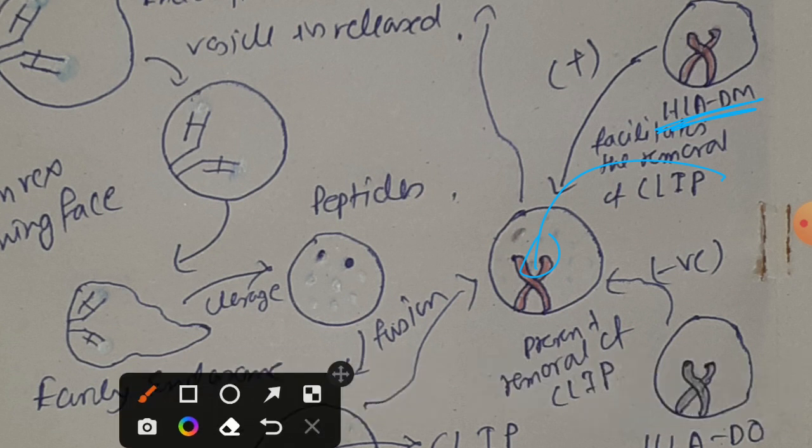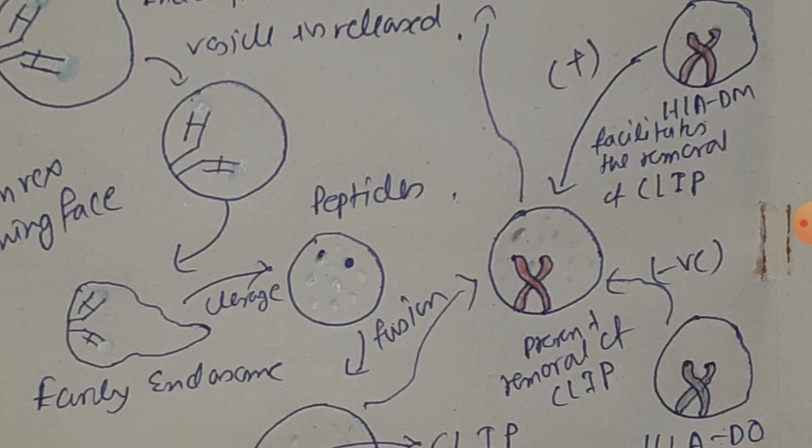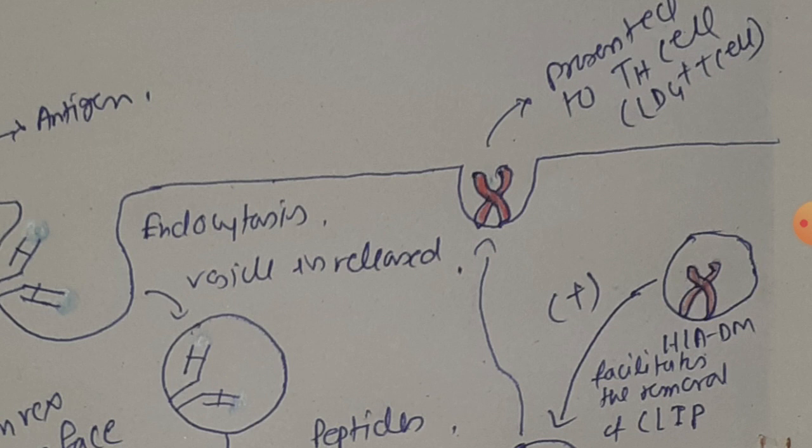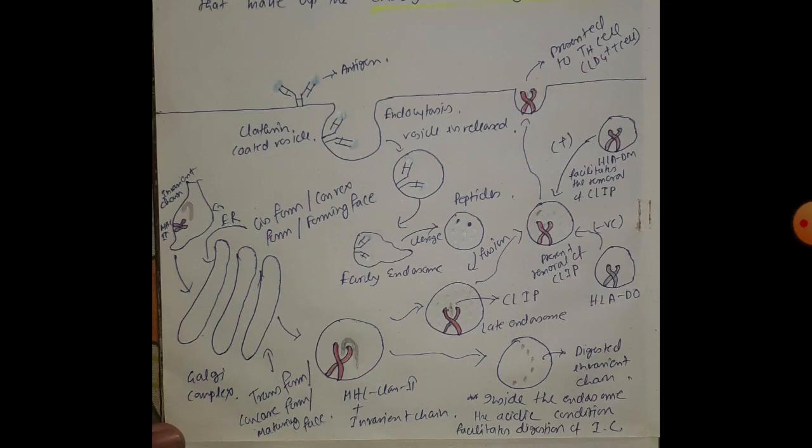and if in place of HLA-DM, HLA-DO is present, then this HLA-DO will work as a negative regulator, and as a result the clip will remain there, and the antigen cannot bind. And if HLA-DM is present the antigen will bind and then it will be released. Now the MHC class 2 molecule along with the antigen is ready to be presented to the helper T cell, or the CD4 marker containing T cell. That is the entire concept of MHC class 2 molecule antigen presentation.